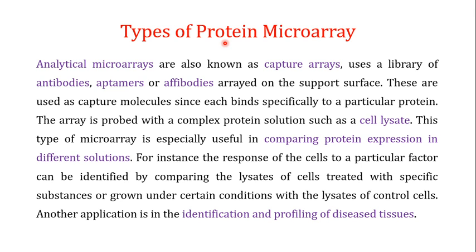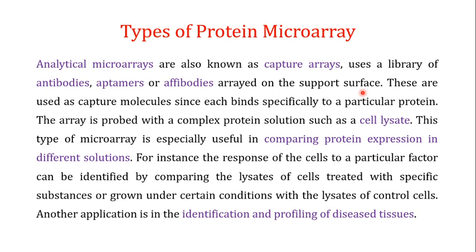The protein microarrays are broadly divided into two types. The first type of protein microarray is known as the analytical microarray, and it is also known as the capture array. When you talk about analytical microarrays or capture arrays, they use a library of antibodies, aptamers or Fc bodies that are arrayed on the support surface.